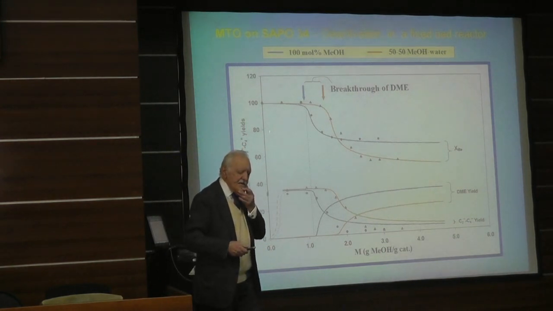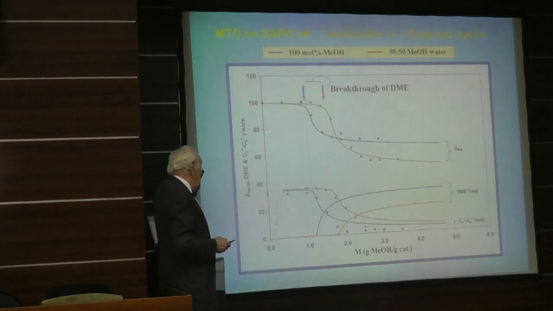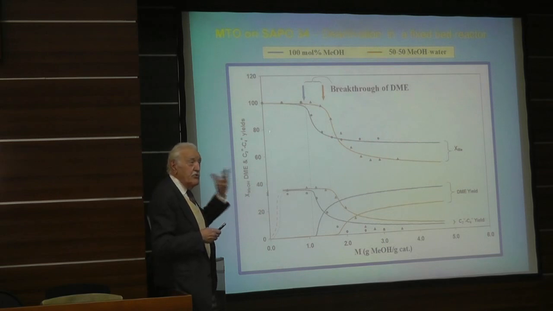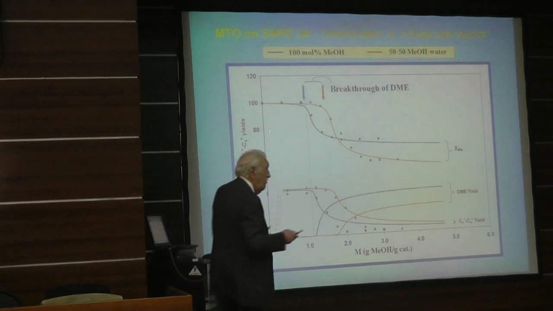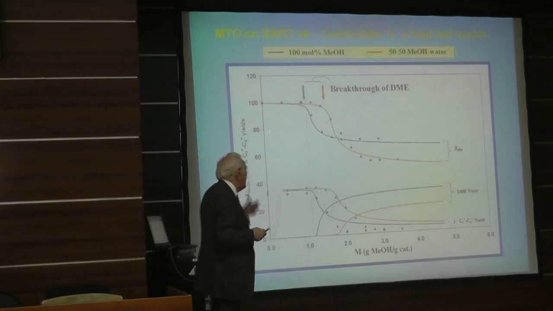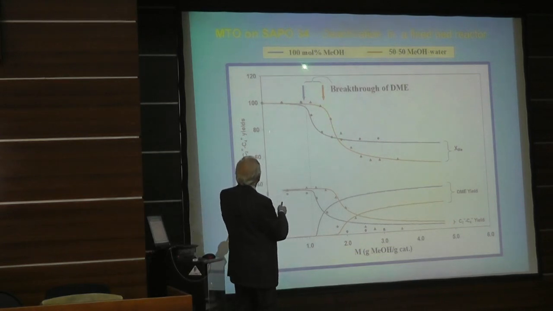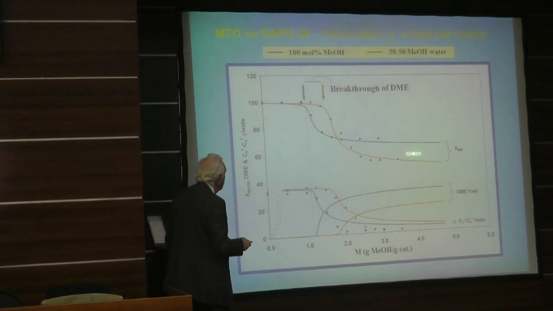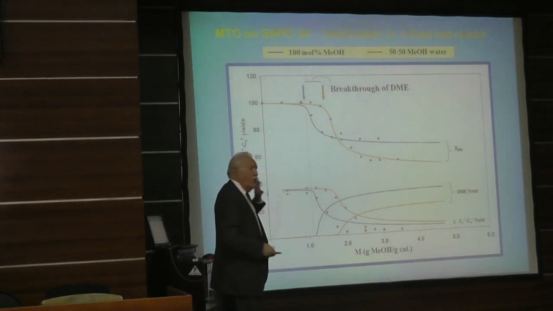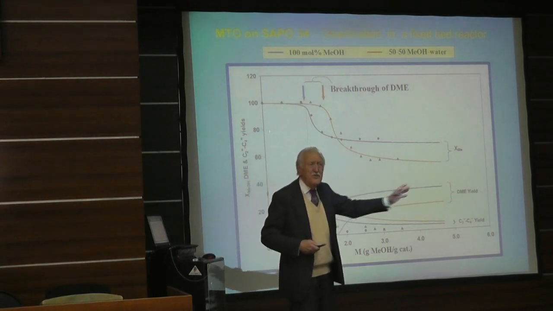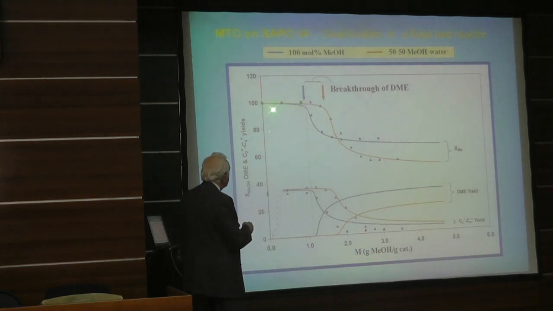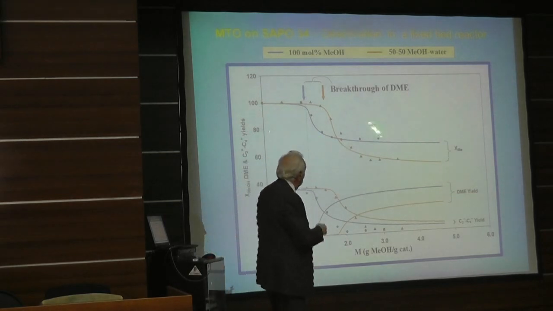Here is some data that we determined many years ago, and that I utilized using the scheme that I just showed and using kinetics that we determined 20 years after we determined those data. Let us look at the blue curves only. That is 100% methanol. The red ones are methanol diluted with water. This is as a function of the amount that you have fed, in other words, the amount as a function of time. This is the conversion of methanol.